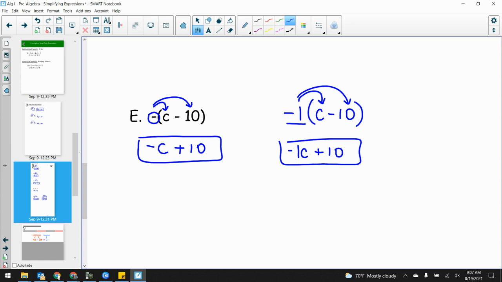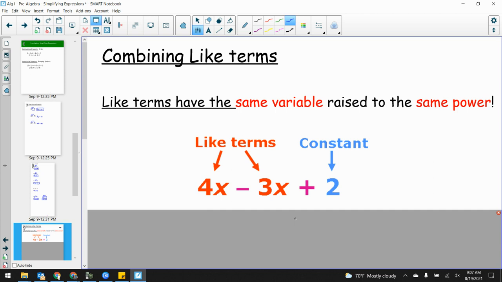All right, so let's talk about like terms. I had said earlier that we couldn't combine the things on the inside. Like, I can't combine c minus 10 because they are not like terms. So what constitutes like terms? Well, like terms, by definition, have the same variable raised to the same power. It's the same variable raised to the same power.